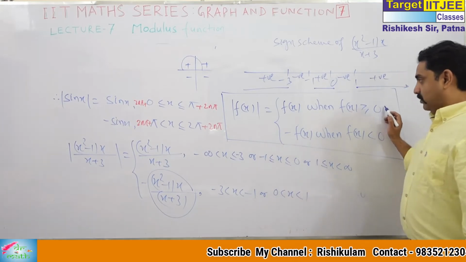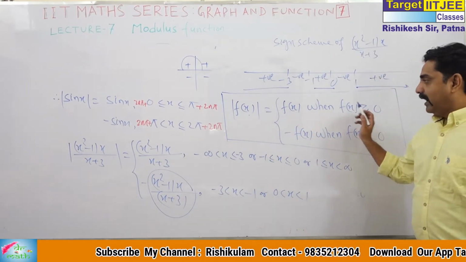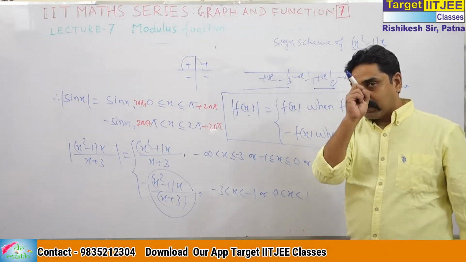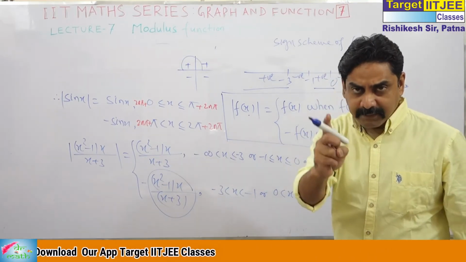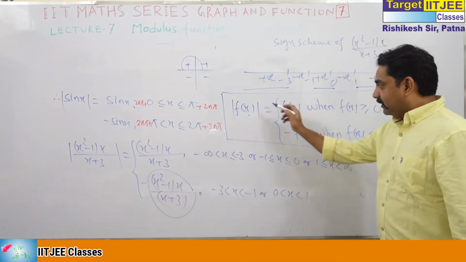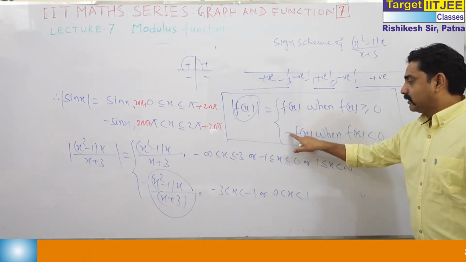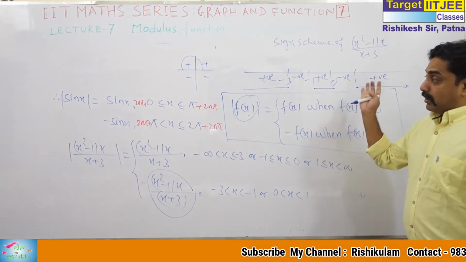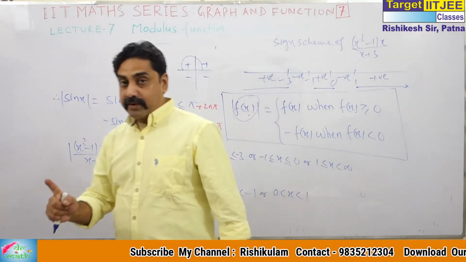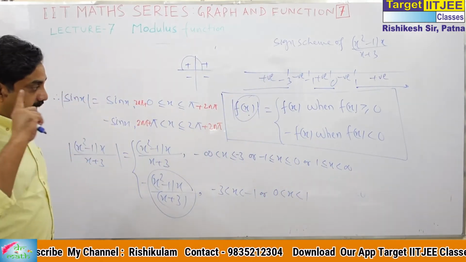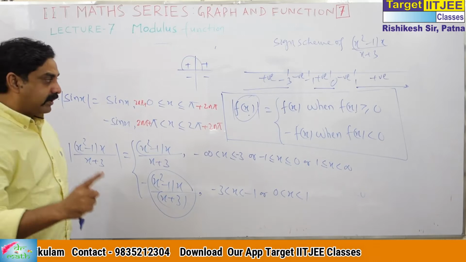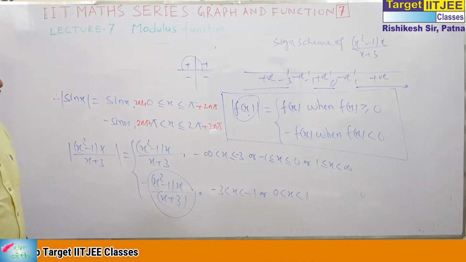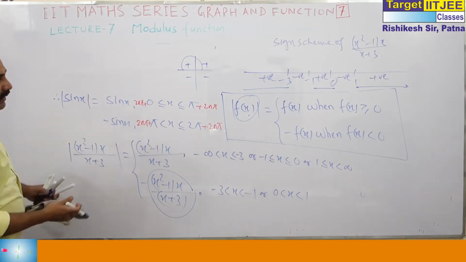If you do not know when this function is positive and when this function is negative, you can't handle modulus. There is only one point in modulus, keep in mind: if this expression is negative, put a negative sign here in order to make it positive. So when the modulus is removed, it is very important that you must know whether this is positive or negative. So in modulus, I use the sign scheme.